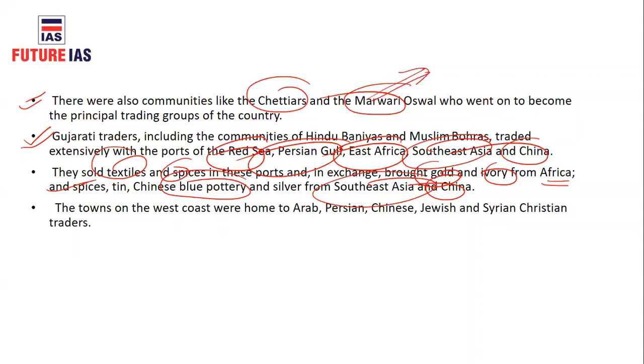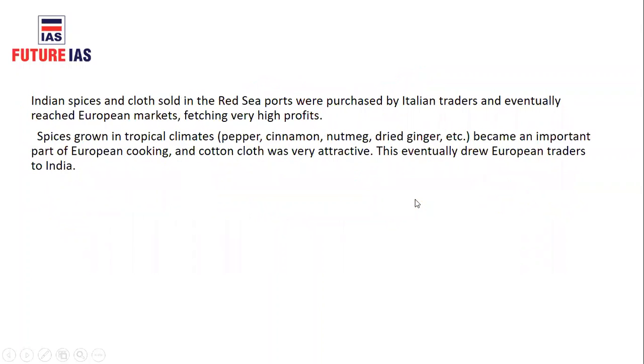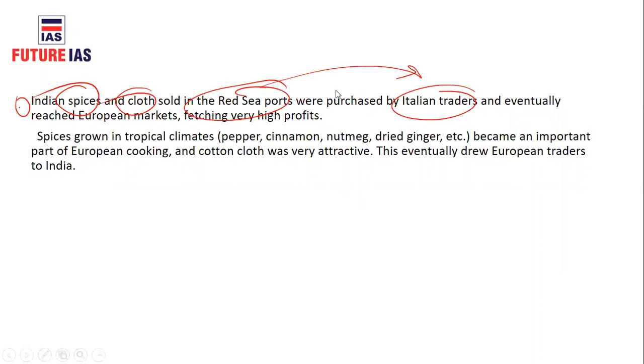And even the towns on the western coast of India were home to different traders. For example, Arab traders were there, Persian traders, Chinese traders, Jewish traders, and Syrian Christian traders were also there, right? And as I told you, Indian spices like pepper and cardamom were very famous. They were extensively purchased by the Italian traders. And Indian Muslin clothes were very famous and were sold in the Red Sea ports, where they were purchased by the Italian traders.